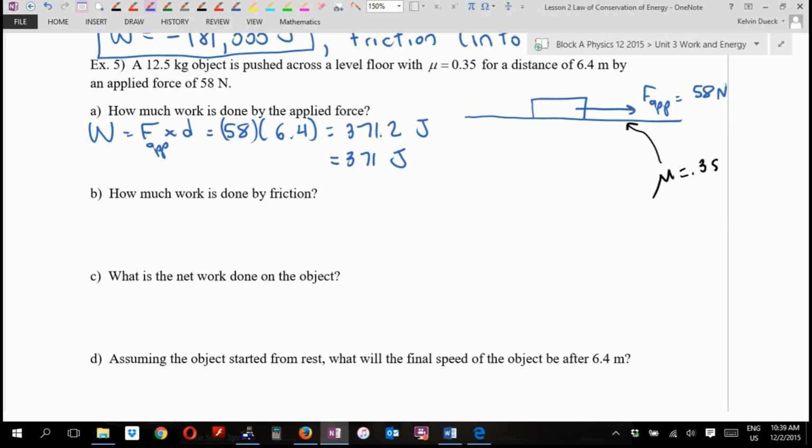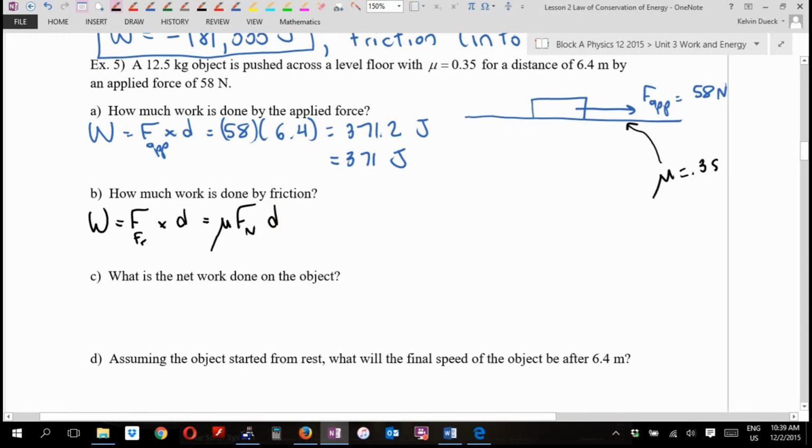Jordan, what does B want me to find? Well, I guess that might be force of friction times distance. Jordan, did they give me a distance in this question? Okay, so I'm going to lean on this method. Did they tell me friction? Not exactly. Let's go back to our free body diagram. We would say friction is what times what? So I'm going to write mu times the normal force times distance. I don't know the normal force. But look, I know another force the same size as the normal force.